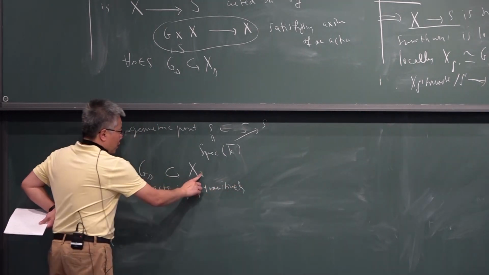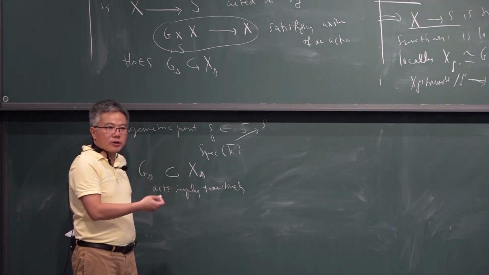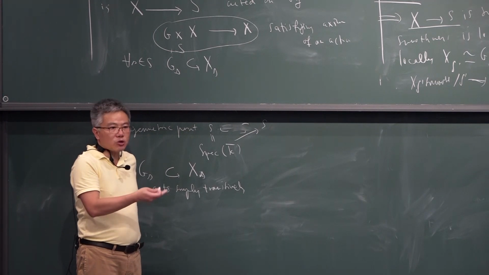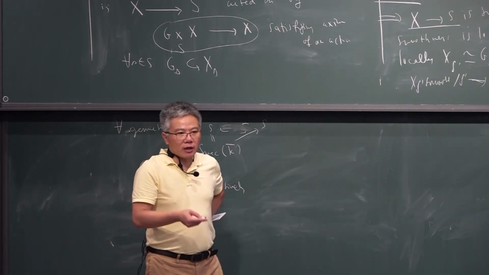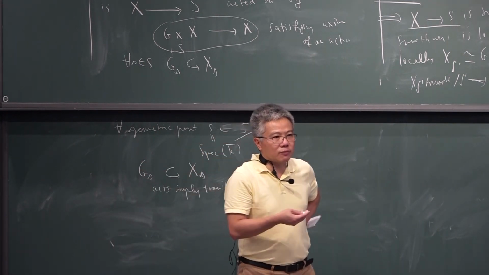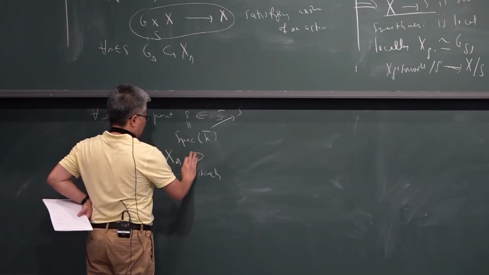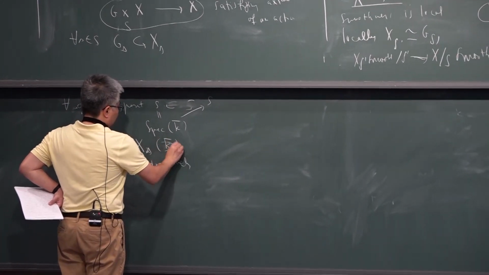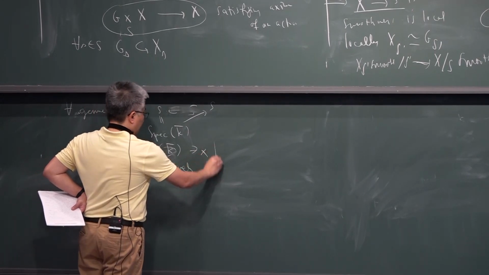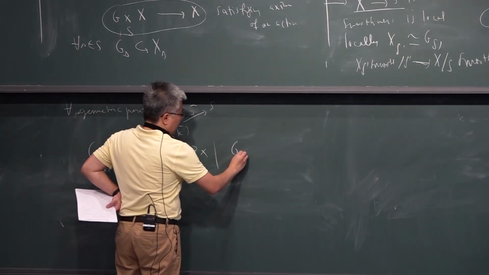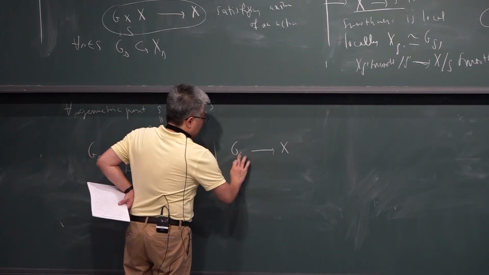And moreover, because we have some kind of algebraic varieties over an algebraically closed field, we had to have points. And this kind of thing only has points over K bar. This point gives you a map from G times X to X over S.